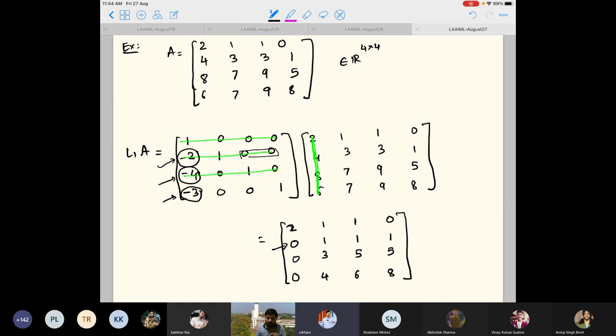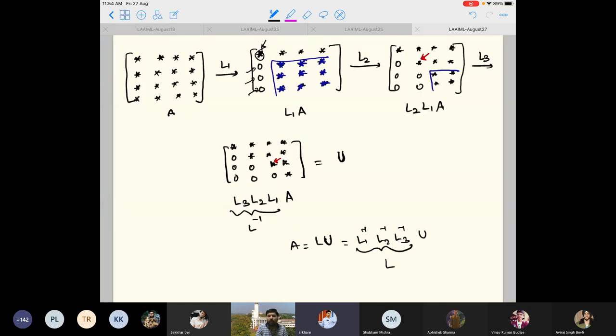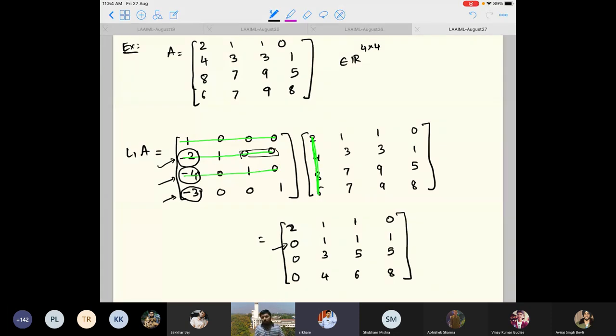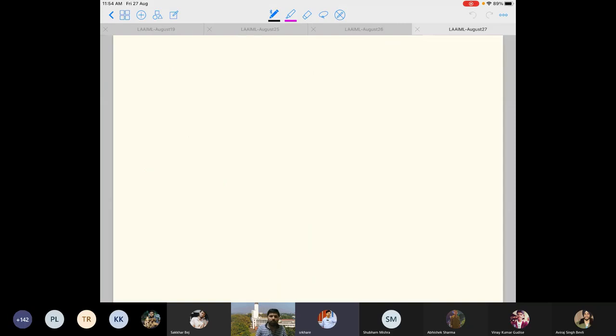Now, what is the next step? I have this L1A. Now, what is the job that I have? The job at hand is that I want to construct an L2 such that L2 into L1A has this particular form, right? So that is what I want to do. Now I don't want to change my first row and first column. So now you look carefully. What is the construction of L2 that I am doing? This is the construction of L1. So now L2 L1A, that is what I want. You carefully see what is the L2. So this is the identity matrix.